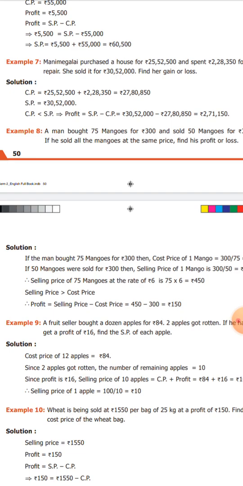Okay, so suppose CP, the cost price, is 500 and your selling price is 1000. So is it profit or loss? Yes, definitely this is profit. If the selling price is larger than the cost price, that is a profit. If the selling price is smaller, that is a loss.